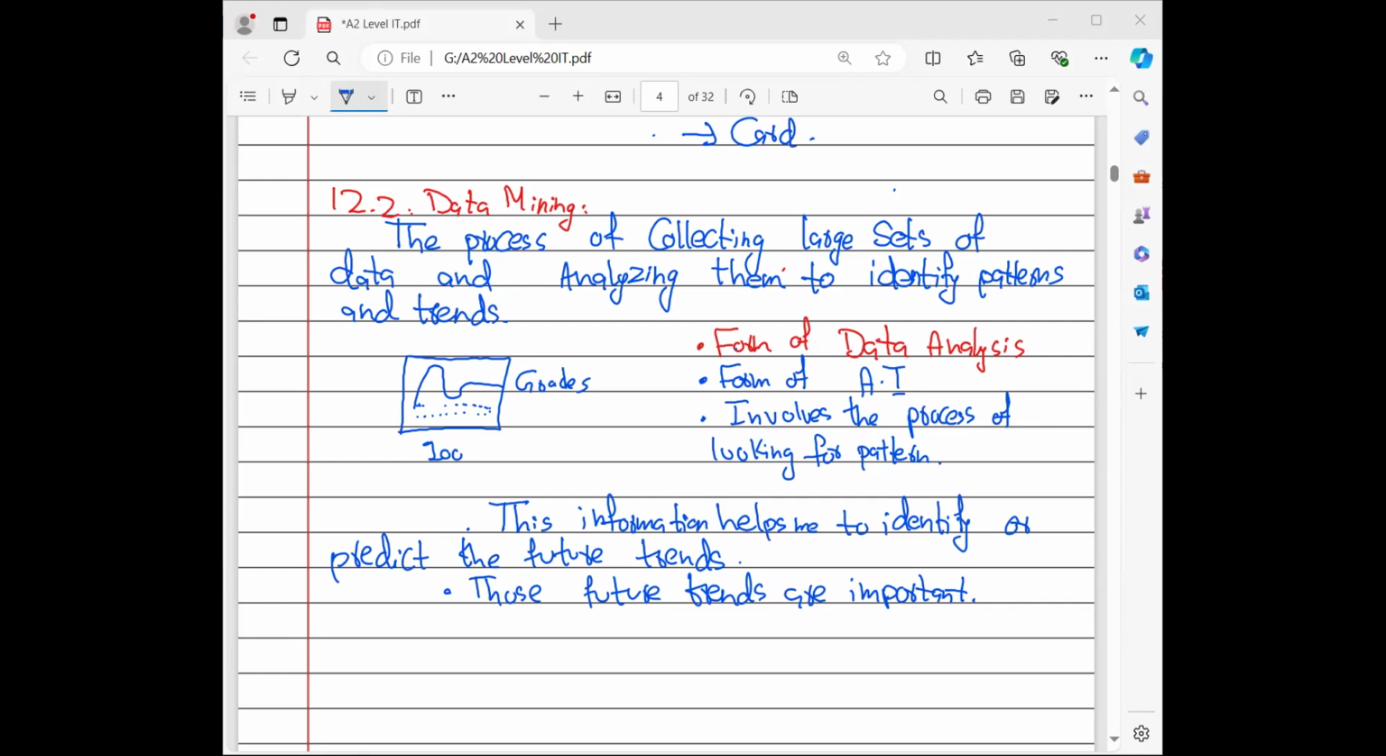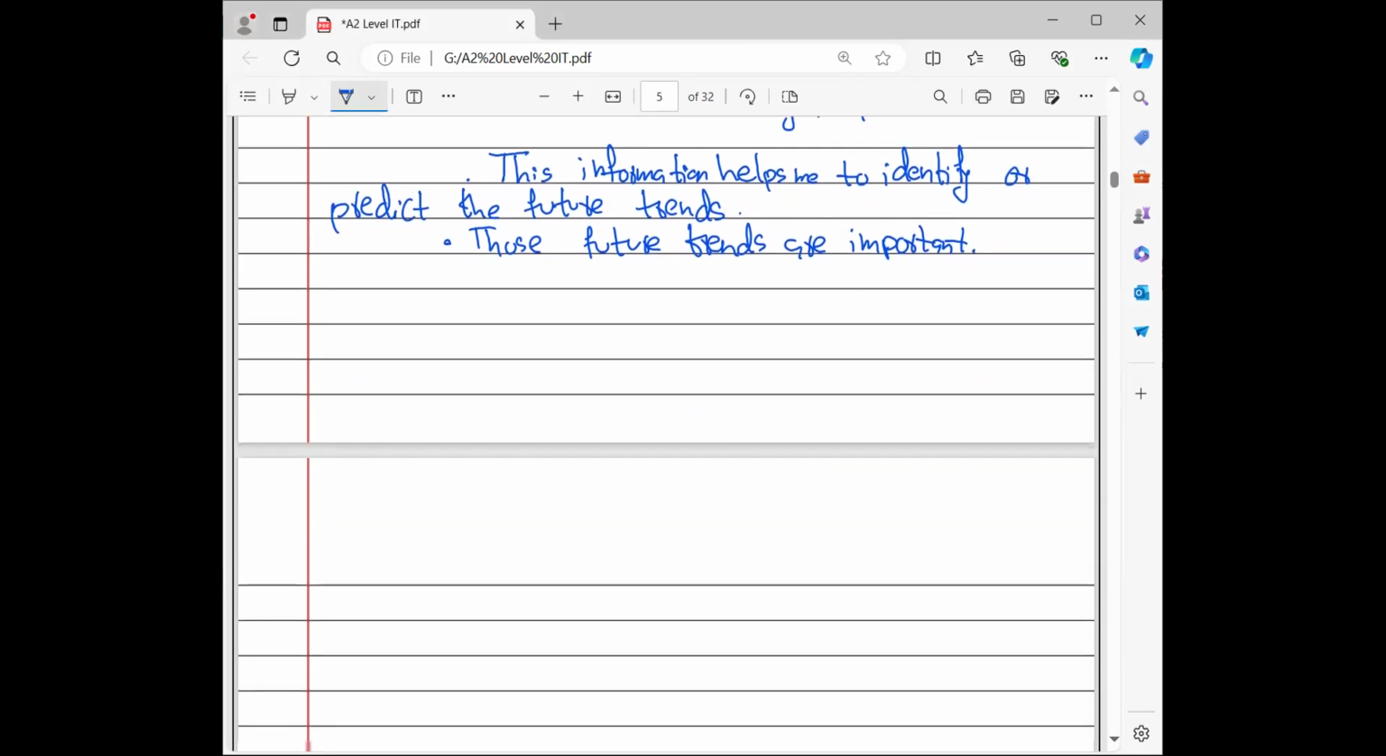Further, that information you could use to identify your future trends. So they might become quite valuable for the company. This is what we have discussed in our last class, that it is a form of data analysis, a form of AI, and involves the process of looking into patterns. And why is that? Because that information may be important for me to identify or to predict the future trends. Future trends could be important. So now we will be discussing what is the process of data mining.